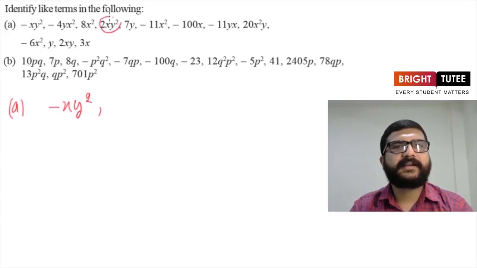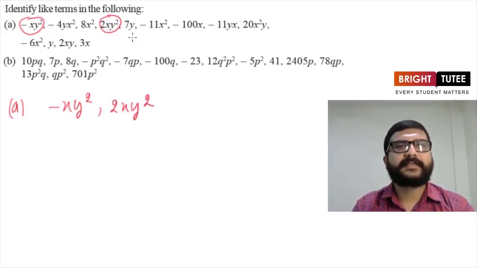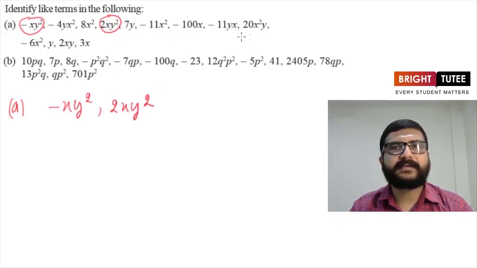So here it will be 2xy square. First one was minus xy square, then it will be 2xy square. We'll write it here, 2xy square. And then is there any other term which is like term to these two terms, or is there any other term which is having same algebraic factors as this term? No, there is no other term. So this is the first group.